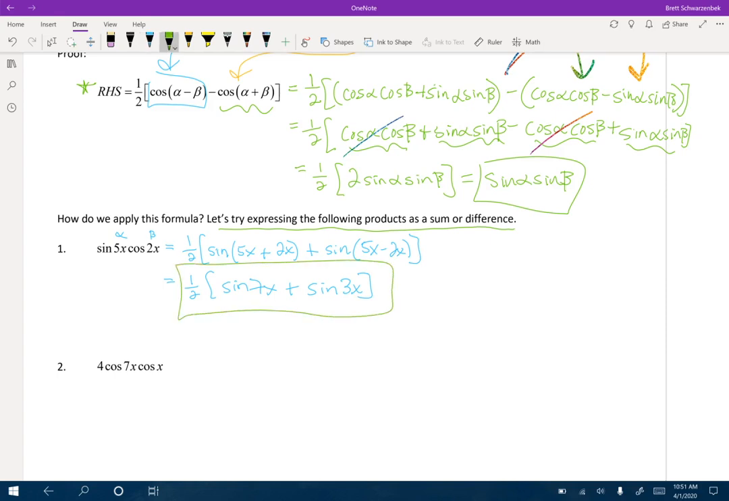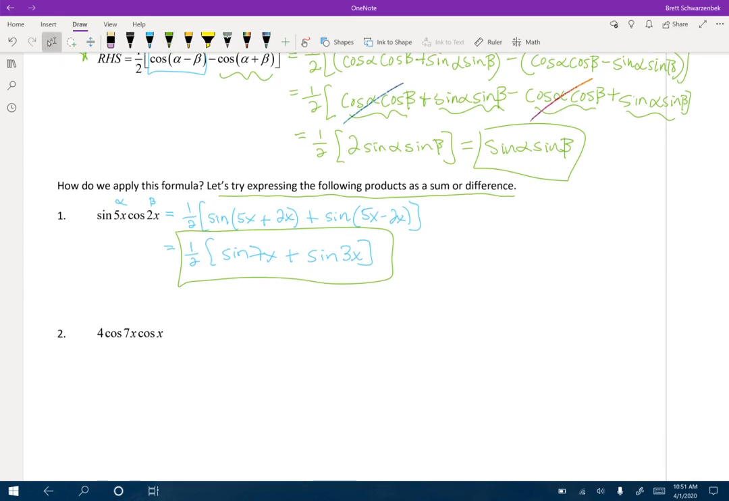Note that this is not equal to sine of 10x. That is not a legal maneuver. So this is okay. Some students might distribute the half to both. That's perfectly fine. I believe in the textbook they provide the answers the way I'm showing it, so I'm just sort of leaving you with that.